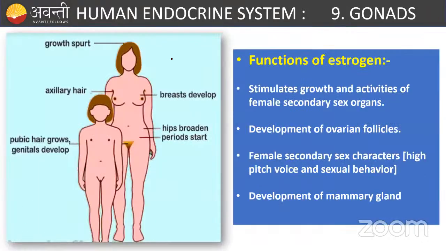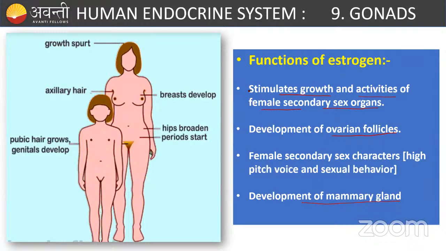Function of estrogen. It stimulates the growth and activity of female secondary sex organs and the development of ovarian follicles. Female secondary sex characters like high-pitched voice and sexual behavior are also stimulated by estrogen, and the development of the mammary glands. So these are the functions of estrogen.